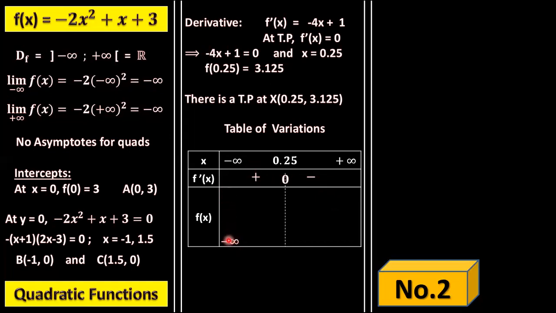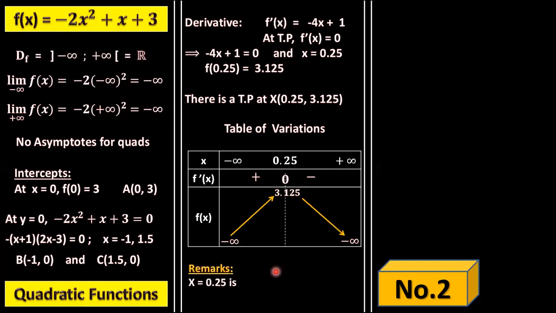So this function is increasing because the smallest value a curve can take is negative infinity, if the curve actually moves from negative infinity. So this curve is increasing from negative infinity to a particular value. Now, when x tends to positive infinity, the curve is still negative infinity. So negative infinity must be down here, as you can see. And when x is 0.25, the value of y is 3.125. You can see that from the turning point. So this curve now increases from negative infinity to 3.125 and decreases from 3.125, which is the turning point, to negative infinity.